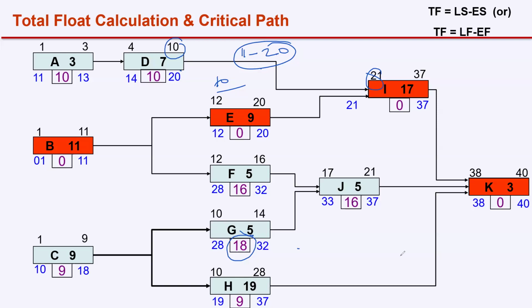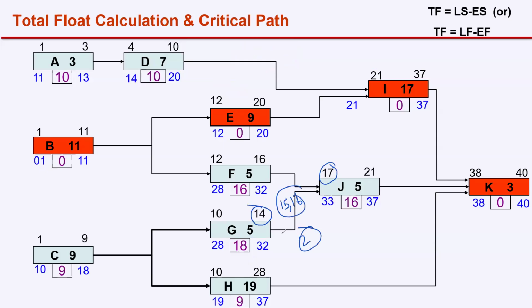Anybody else with a different answer or same answer? 1 day. Okay, let's see. What is the free float? 0 days. You have to take early start, early finish, not late start, late finish. G is finishing on day 14 and J is starting on day 17. In between, we have day 15 and day 16. Day 17 morning, you have to start with J. So free float is 2 days.